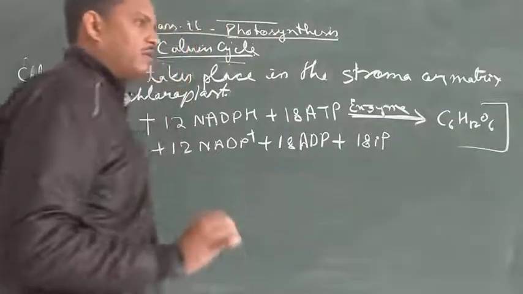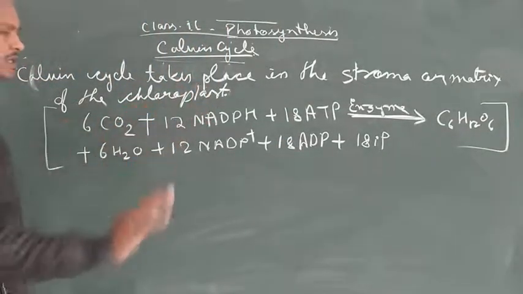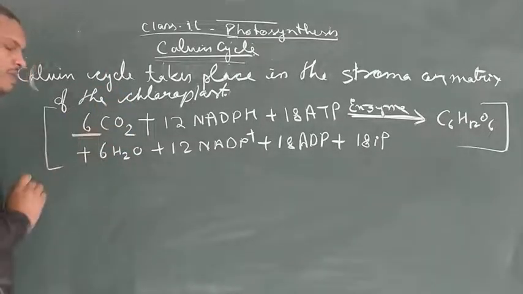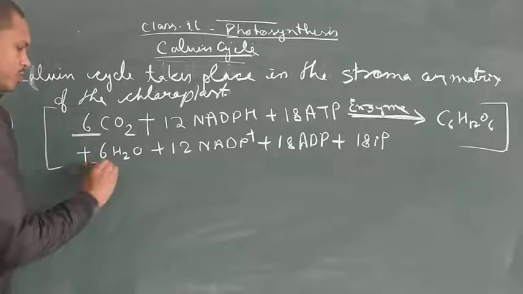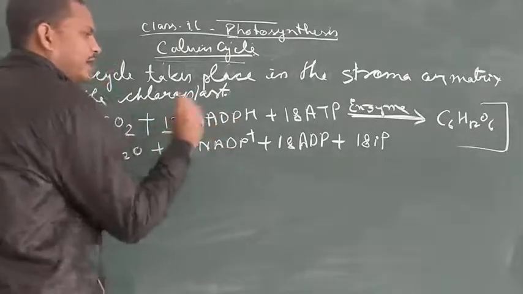Here you can see one thing. When we discuss it in detail, I will tell you how all these things come. But remember, how many carbon dioxide are required? 6. How many water molecules are produced? 6. What is the total number of NADPH?